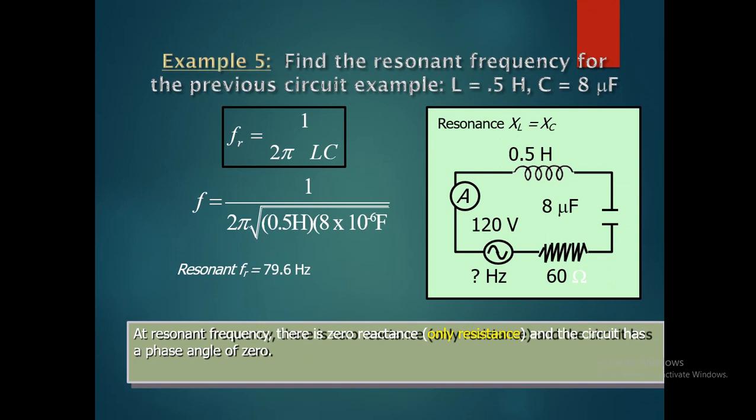Here one problem is given to find out the resonant frequency, and here we can see this is FR equal to 1 upon 2 pi under root LC, and from that, these values are given in the equation. You can easily find this out, and from that we can say resonant FR equal to 79.6 Hz.